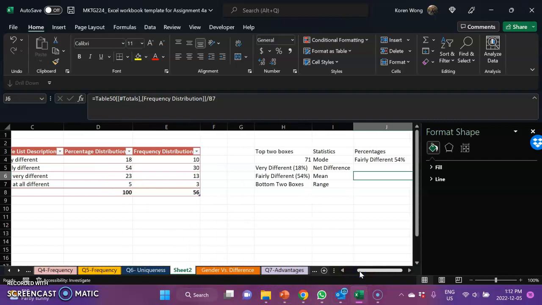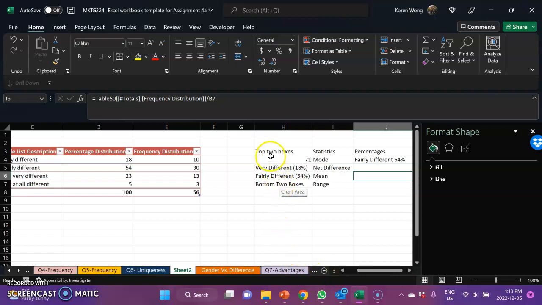The downfall of only knowing the top two boxes, the T2B, is that you will not know the full story. So if the researcher wants to know the facts quick and simple and only wants to know the positive results, he would only know that 71% think that their product is very different and fairly different. He would not know about the bottom two boxes. He would not know about the whole entire story of what is going on. That is the downfall of only knowing the top two boxes.